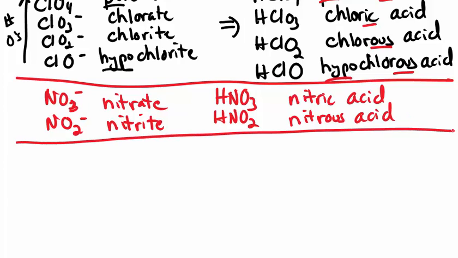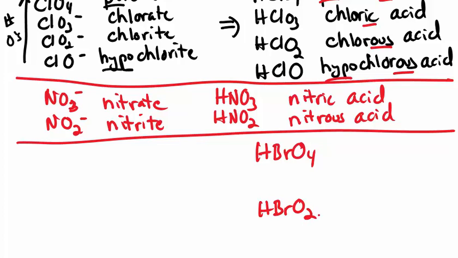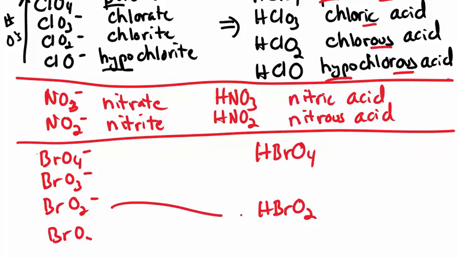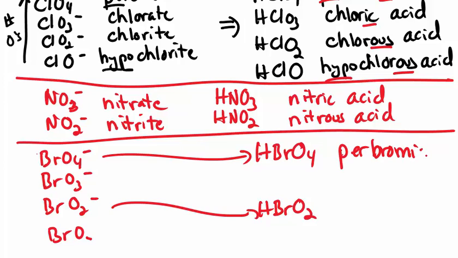Similarly, try a sequence of 4. Very much analogous to the previous one. I'll just write the acids. HBrO4. And how about HBrO2? Okay, well, they come from the series, which is very much analogous to the chlorine series: BrO4 minus, BrO3 minus, BrO2 minus, and BrO minus. Okay, so this one and this one are related. This one should be perbromic acid, and this one would be bromous acid.